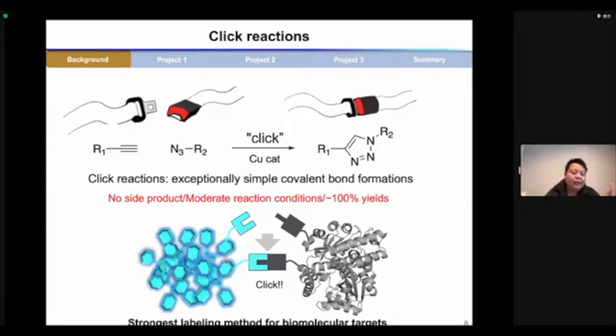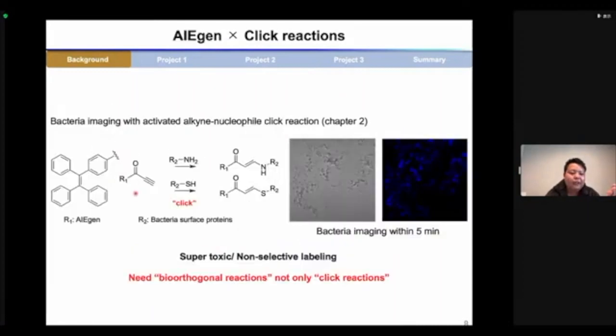So in this concept, in my first chapter, I talk about the AIE agent functionalized with a click-reactive functional group called the enone group. The enone group can react with amine and thiol groups in a click manner. And indeed, using this clickable AIE agent, I successfully conducted bacterial imaging within 2 to 5 minutes. However, I didn't like this project so much because, to be honest, this enone group was super hard to apply to many biological imaging systems. It can indeed image bacteria, but because the enone group can target most nucleophiles in the biological system, if there is a biological component other than bacteria in the imaging system, it will target that as well. So this labeling cannot be considered selective labeling at all.